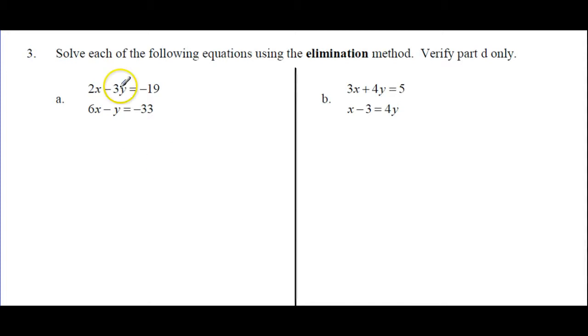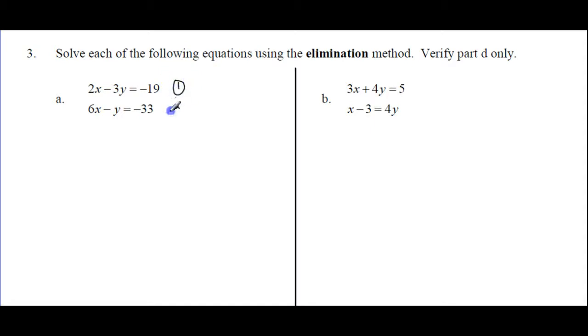Okay, let's do some. So here we have a choice, right? We could eliminate either the x's, and if we do, we're going to have to multiply this equation by 3, or we can eliminate the y's, and if we do, we're going to multiply this equation by 3.